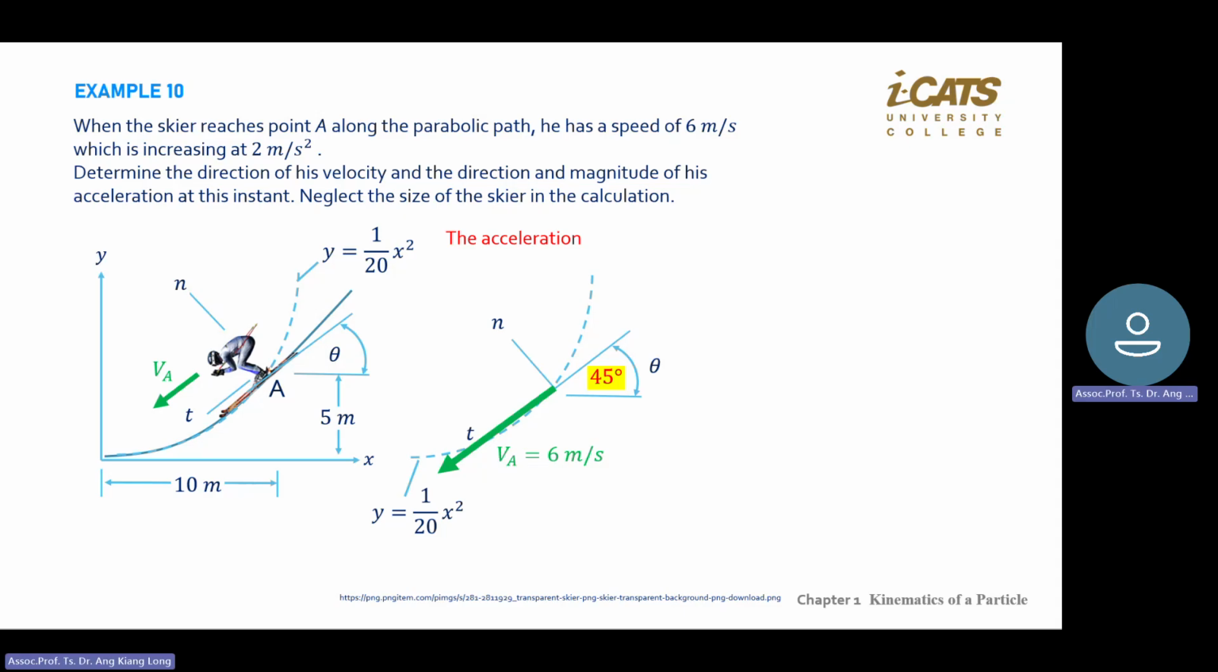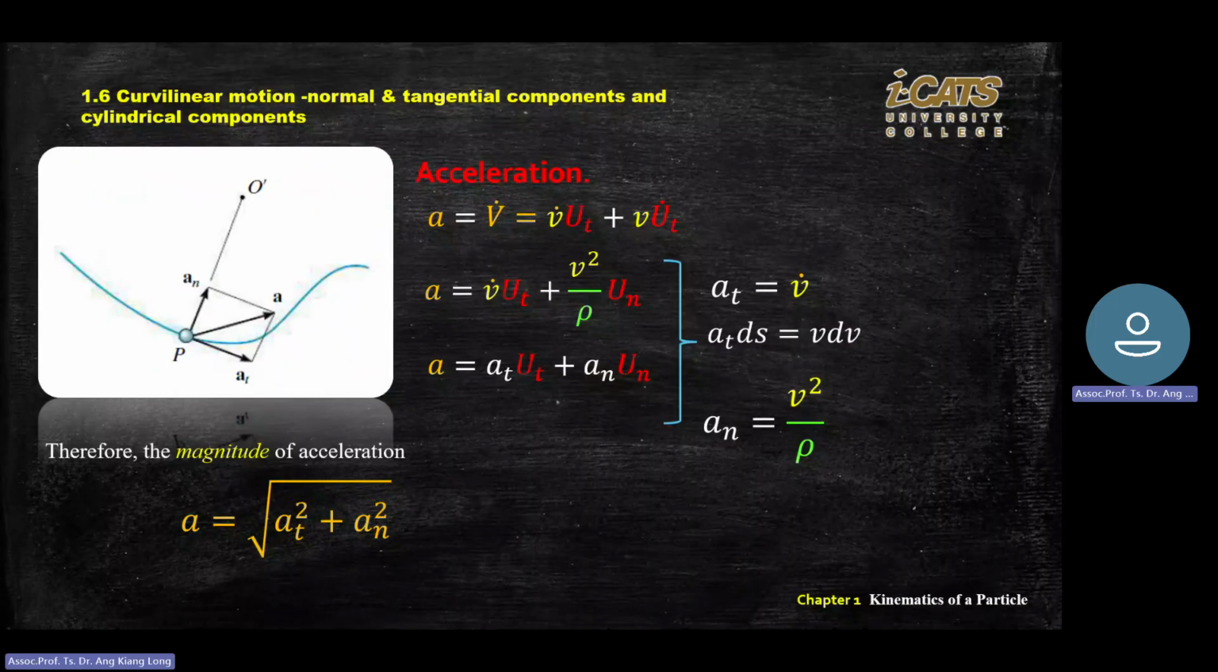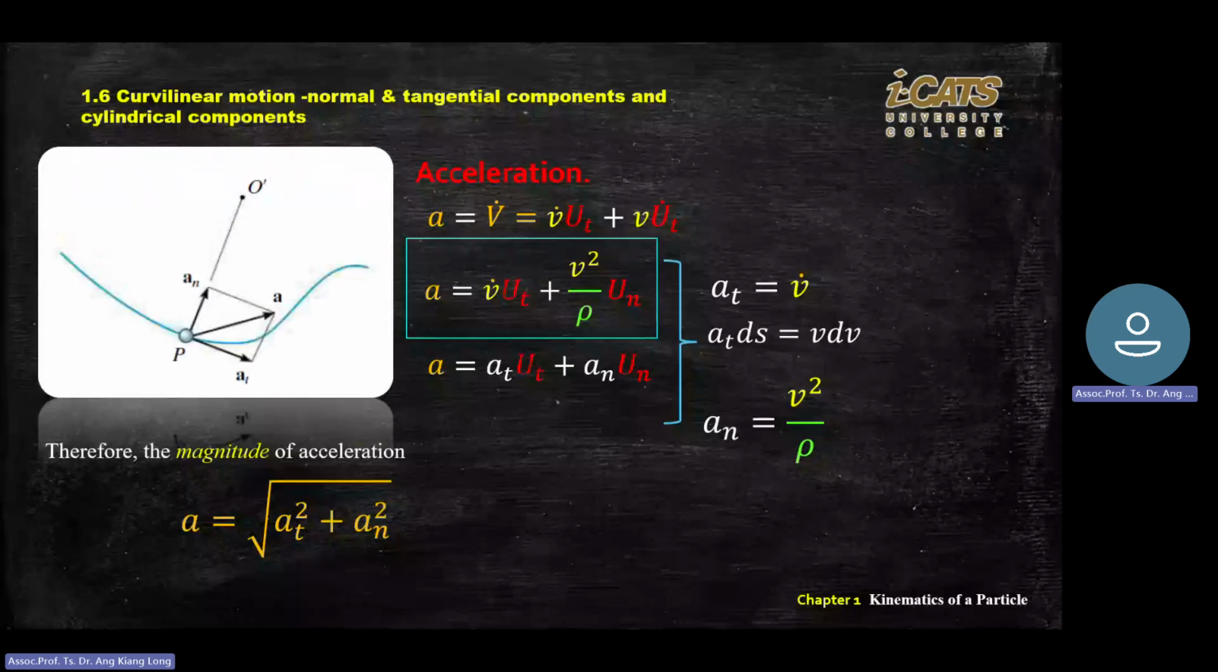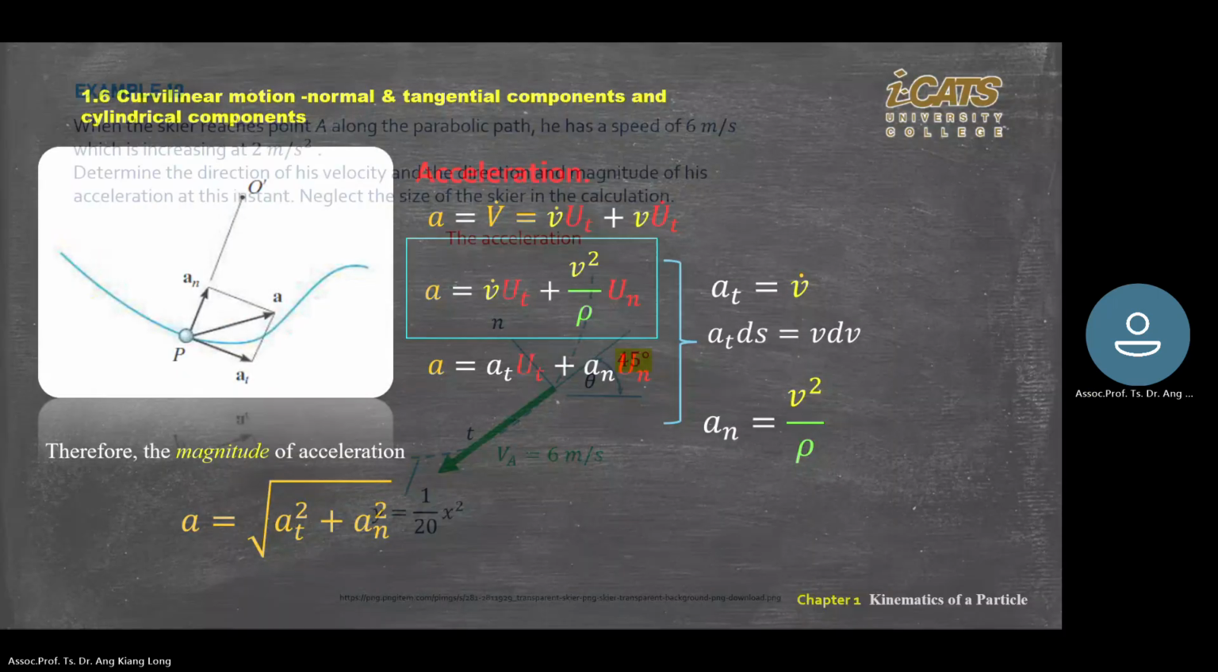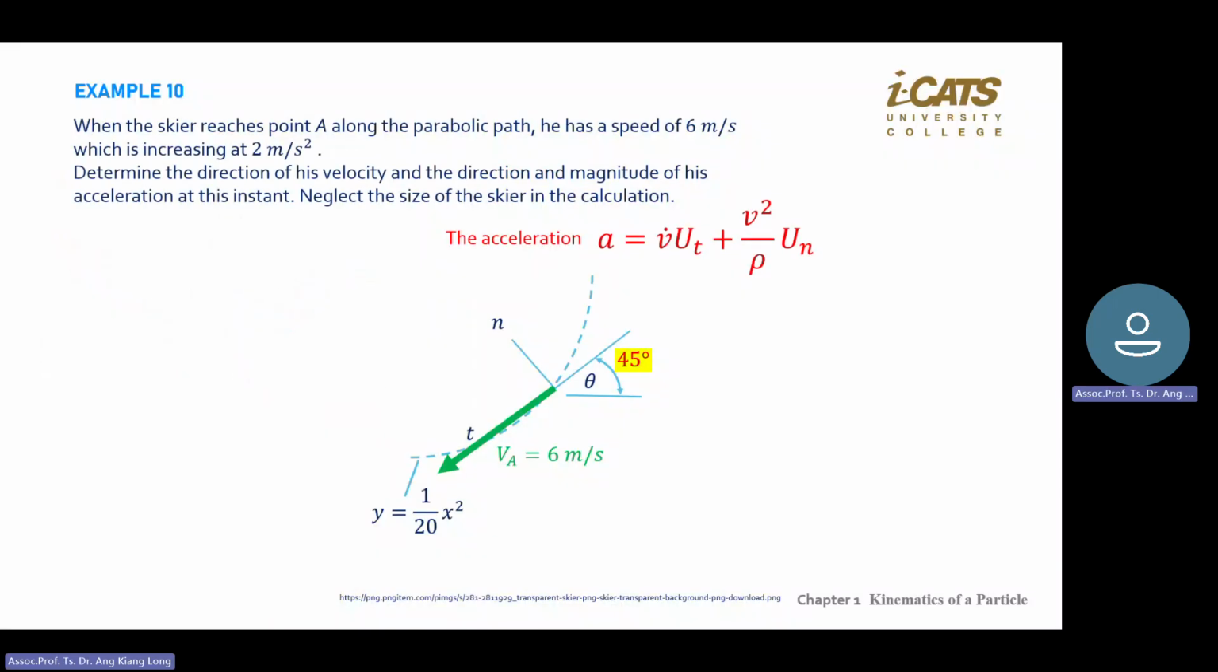Okay, remember these slides. Again, I highlight this slide is important. So you have A equal to AT UT plus AN UN, and the magnitude you know. A equal to square root of something. And AN you can calculate. Okay, you use the one on the top, this equation. A equal to V dot UT plus V squared over rho UN.